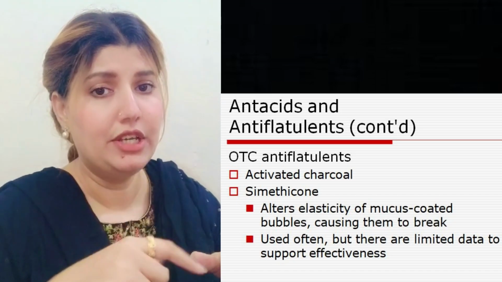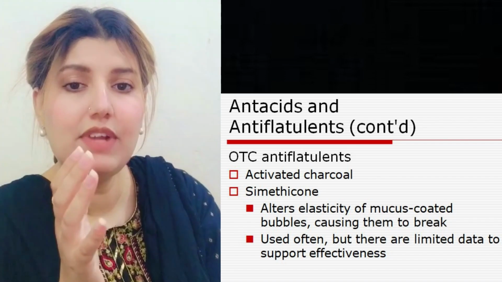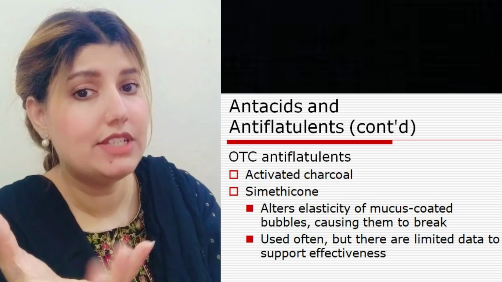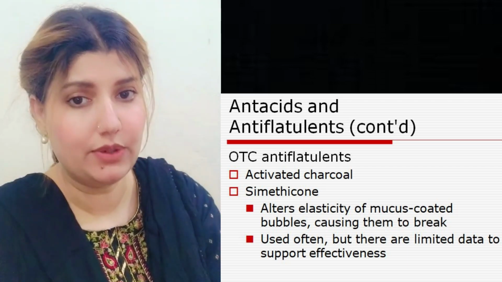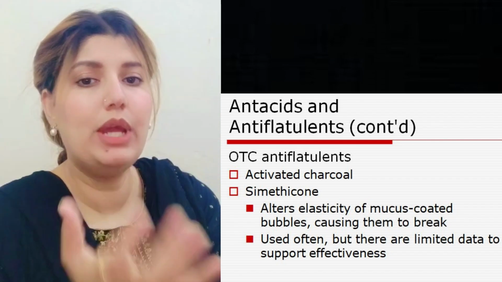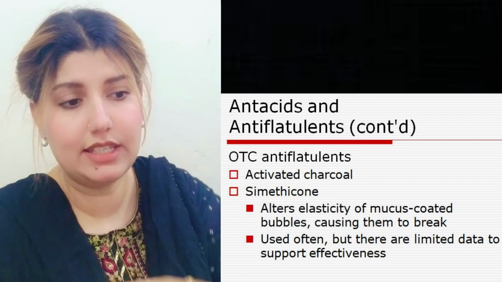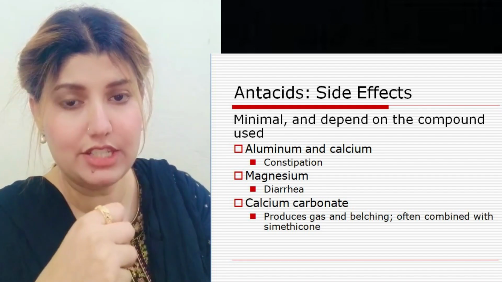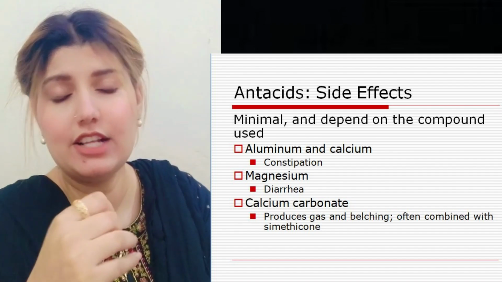Sometimes flatulence happens because of some antacids, like calcium antacid. At that time we have to use antiflatulent agents in combination with the antacids. The best antiflatulent agents are activated charcoal or simethicone. They break the bubbles that cause gas issues. The antacid that causes flatulence, gas or belching is calcium carbonate.